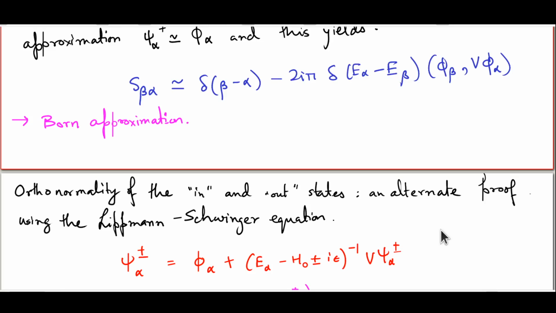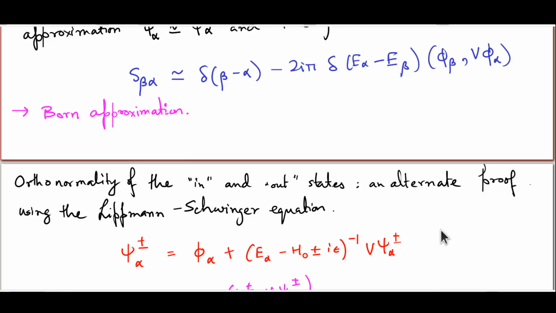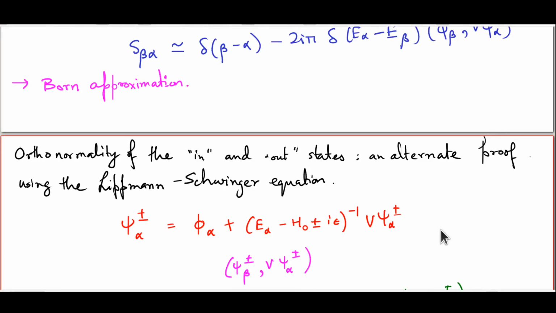Now, in order to carry out both of our alternative derivations, what we are going to do is take a look at this particular quantity: the inner product of psi beta plus minus with V psi alpha plus minus. Or basically, the matrix elements of the perturbation V in the basis of either the in states or the out states. But what we are going to do here is the following.